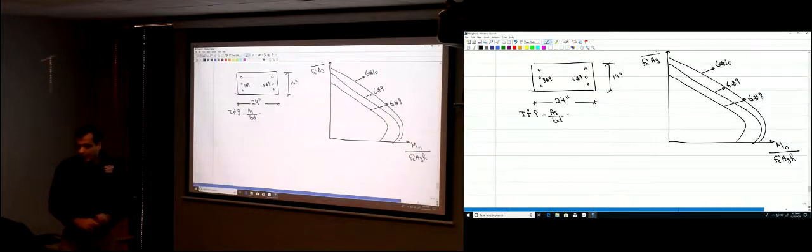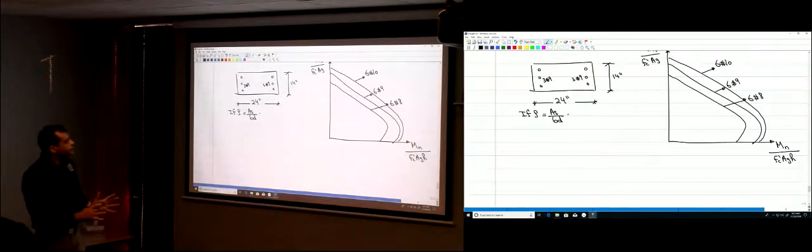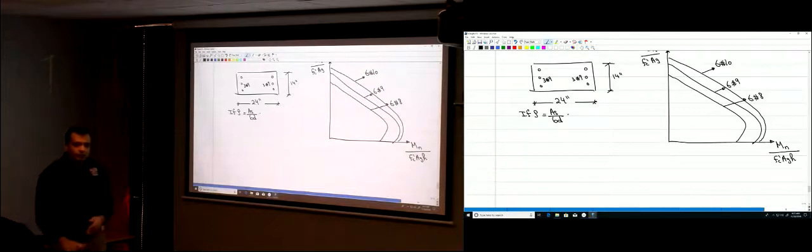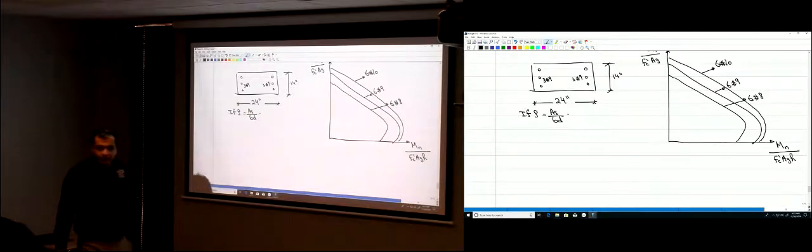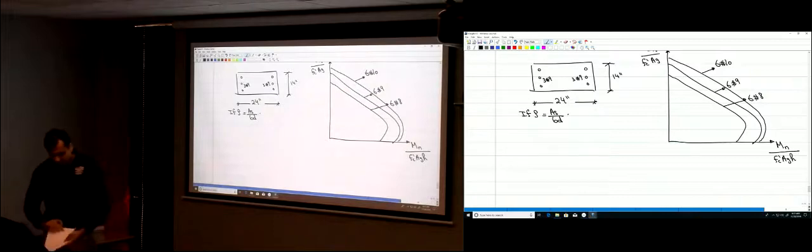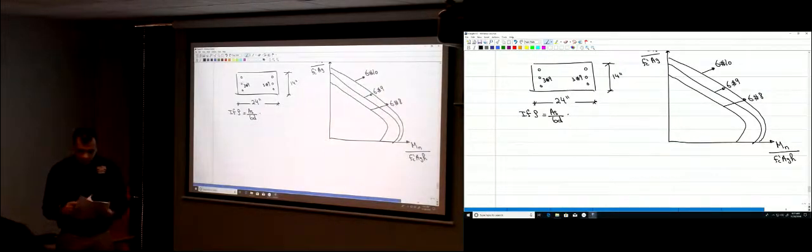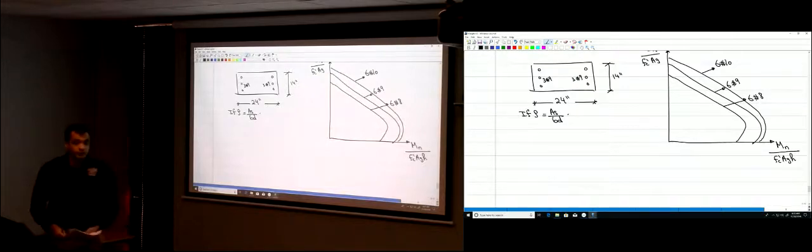Okay? And actually, those curves are given not in the ACI code, but in an ACI publication. It's not here in your code. It's in an ACI publication, okay? And you can use this because it's at the back of your book, okay? So that's in the appendix. In the appendix at the back of the book, you have those curves, okay?